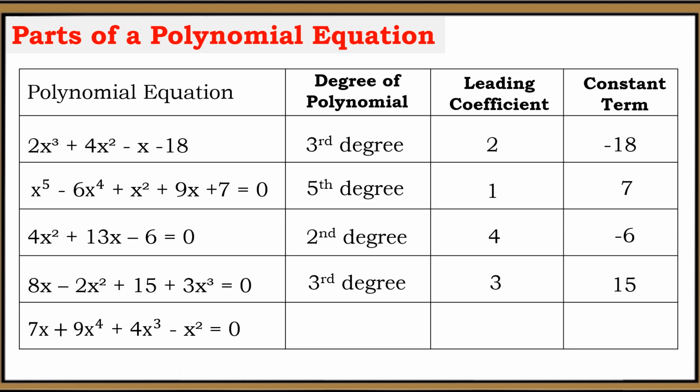Next, 7x plus 9x to the fourth plus 4x cubed minus x squared is equal to 0. So, observe carefully, the highest exponent here is 4. So, the polynomial has a degree of 4 or this is of the fourth degree. So, yung x to the fourth, yung numerical coefficient ng x to the fourth ay 9. So, yun ang kanyang leading coefficient. And the constant term here, tingnan yung mabuti. Wala siyang term na walang katabing variable. Lahat ng term may katabing variable. So, ibig sabihin, wala siyang constant term. So, anong ilalagay natin pag wala? So, the constant term here is 0.